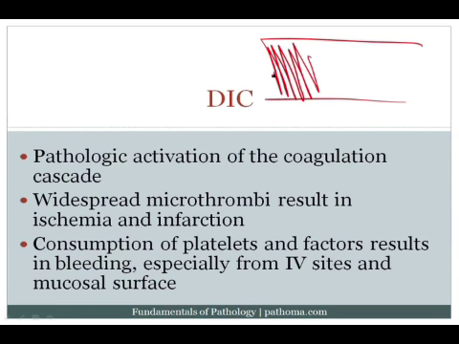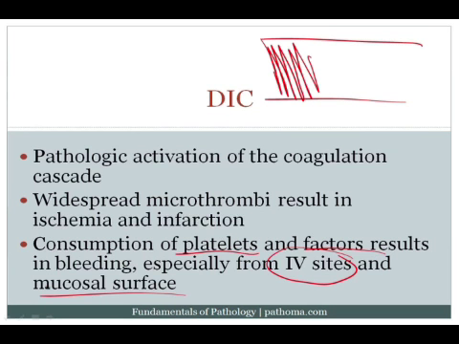A second problem of DIC is that as you begin to activate the coagulation cascade and produce massive blood clots throughout the blood vessels, you're going to be consuming platelets and factors. And so as we consume platelets and factors, then the patients will start bleeding, and they'll start bleeding from, for example, IV sites. Now, that's one place that they classically bleed from, and then they can bleed from any mucosal surface. So, for example, they can bleed from the mouth, from the lung, by coughing up blood. They can bleed through the GI tract, and they can, for example, have hematuria, bleeding from the urothelial lined surfaces, etc.